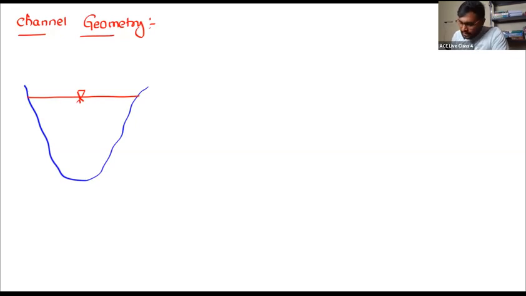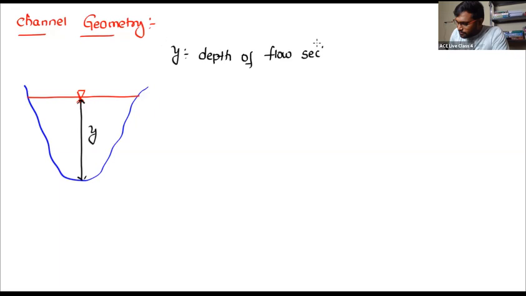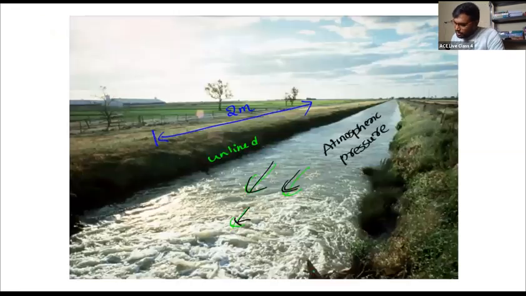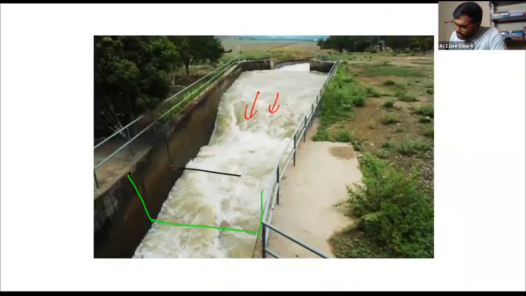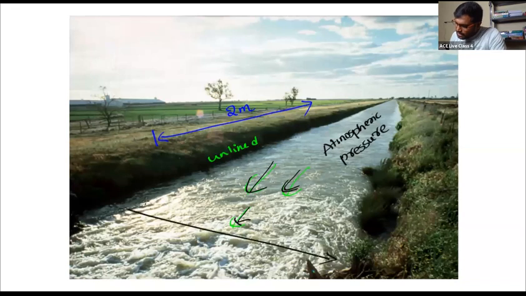Observe carefully. Number 1, the depth of flow section, represented with y. And whatever the width of the water surface, this is going to be the top width. You can observe in these figures, whatever this is, it is nothing but the top width, and here also you can see this is the top width, which means the width of the water flow.